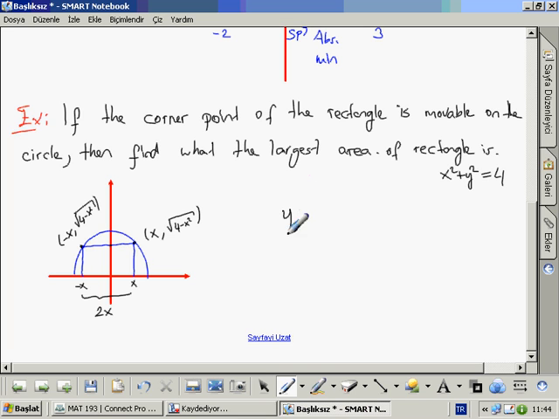We know that y equals square root of 4 minus x squared, and the area of the rectangle must be 2x times the length, which is the square root of 4 minus x squared, and therefore x is larger than or equal to 0 and less than or equal to 2.